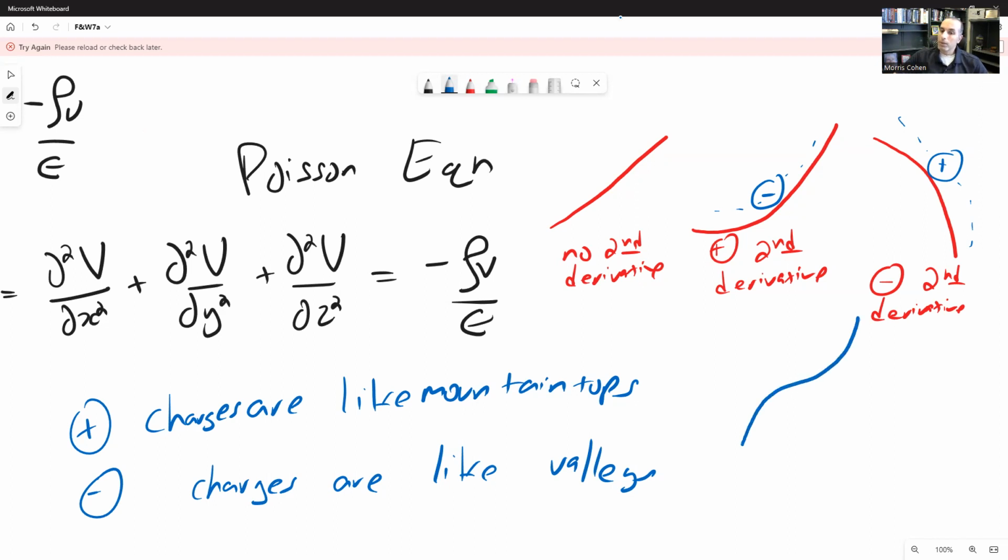right? This curve right here has a negative second derivative. So there are positive charges here, even though this never actually reaches a mountaintop, but there still must be positive charge scattered throughout this section right here, because again, it has a negative going second derivative, so that implies positive charge.